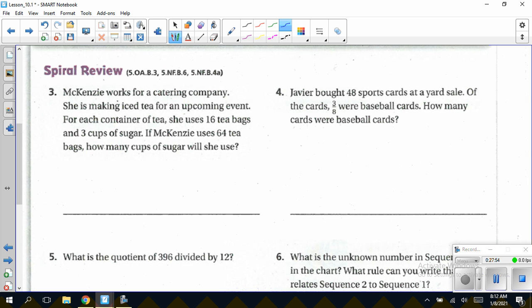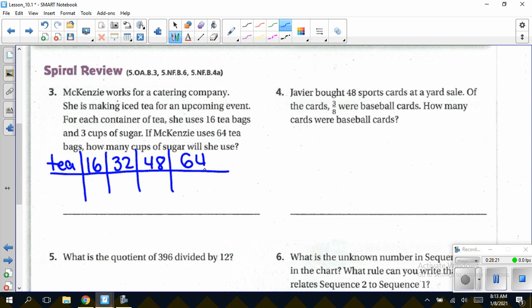So for the tea bags, I am going to count by 16s to help me figure this out. So I have 16, then I have 32, and then add another 16 on would give me 48, and add another 16 on, and that would give me my 64. If you recall, she is going to use 64 tea bags, so I can stop right there.